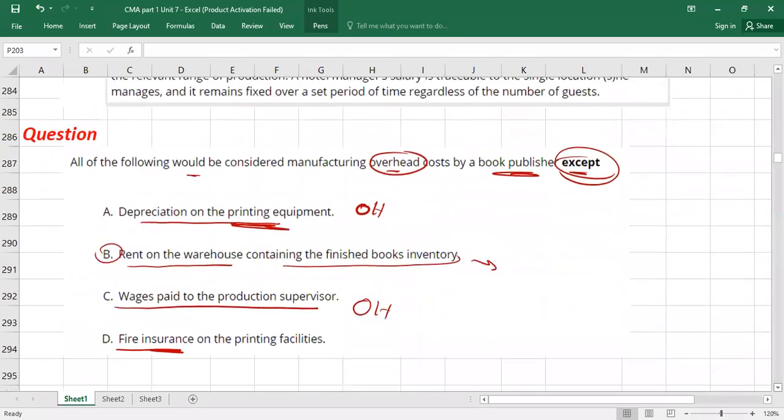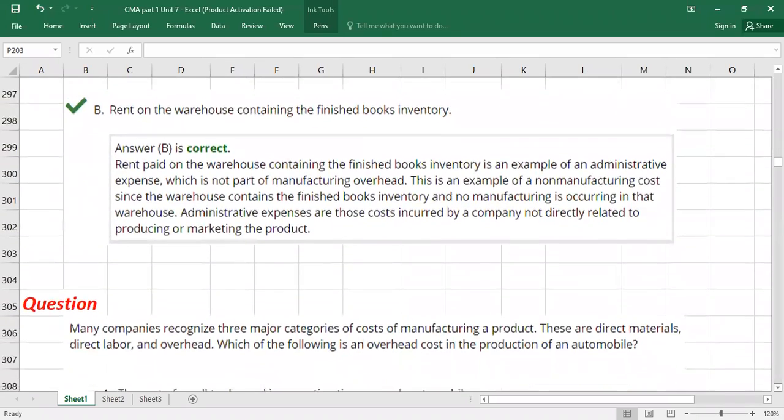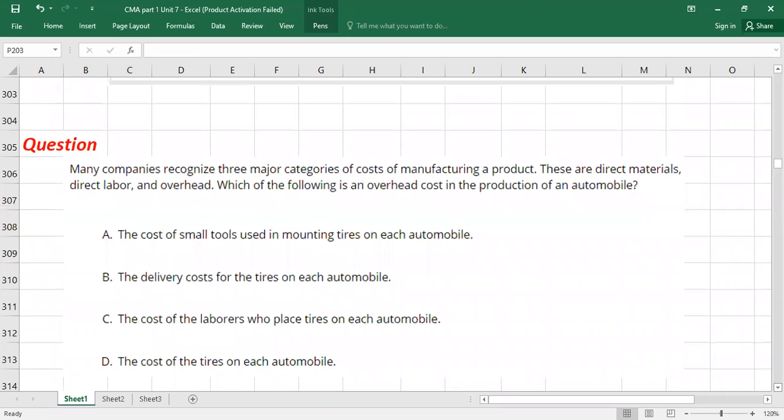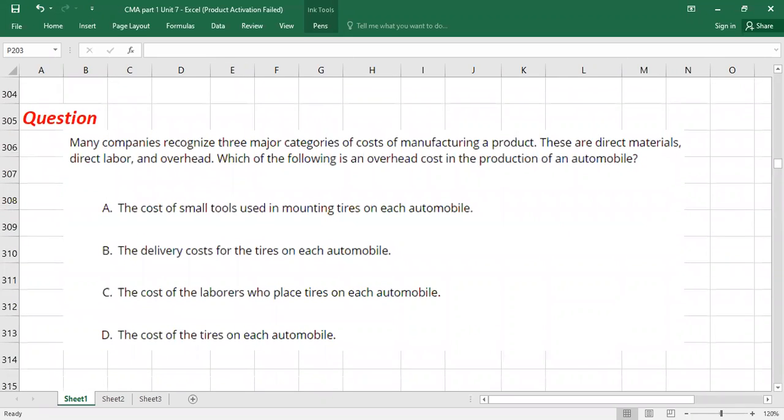This is done. Read this question, please.